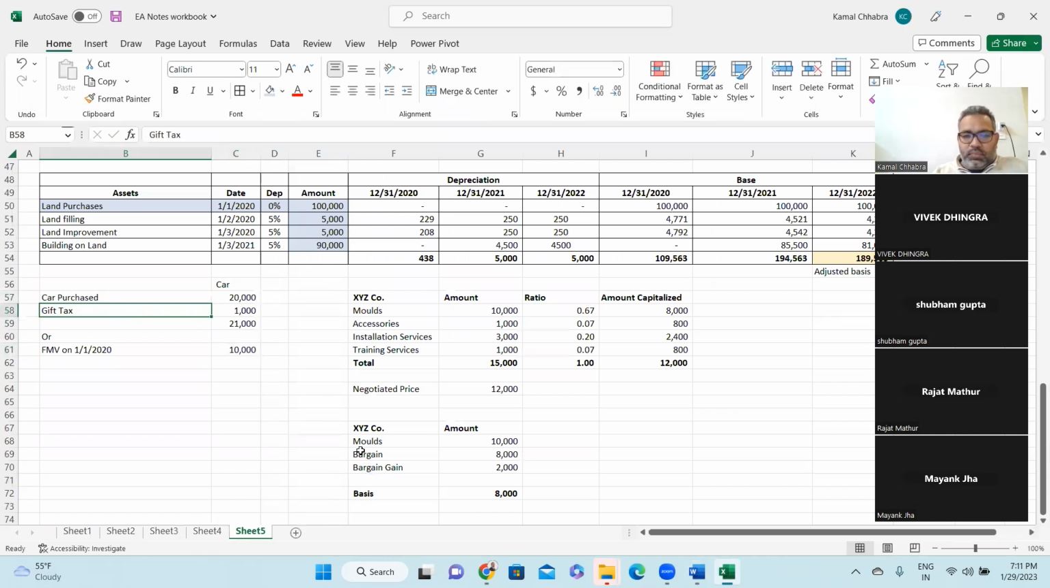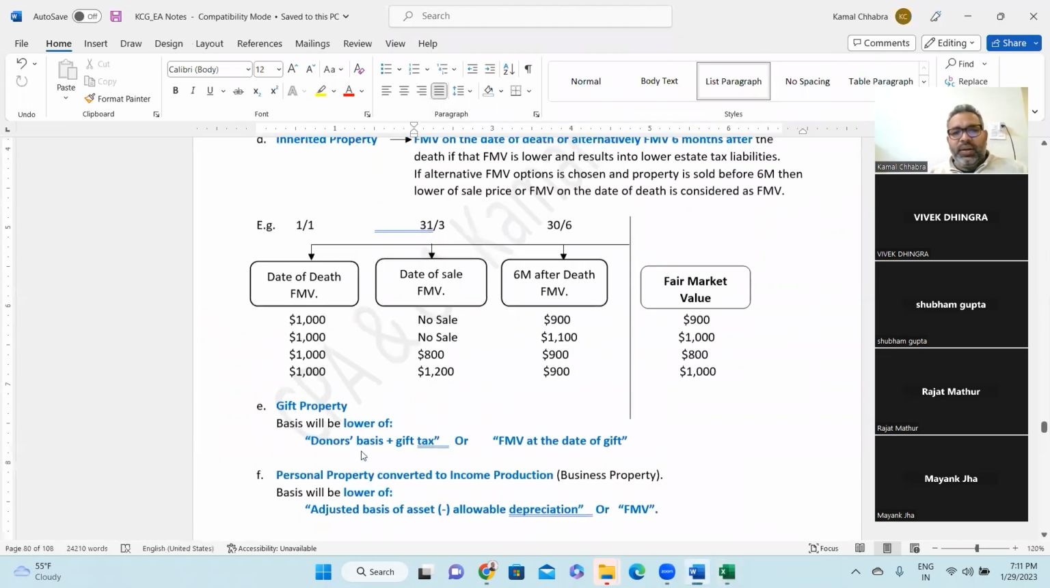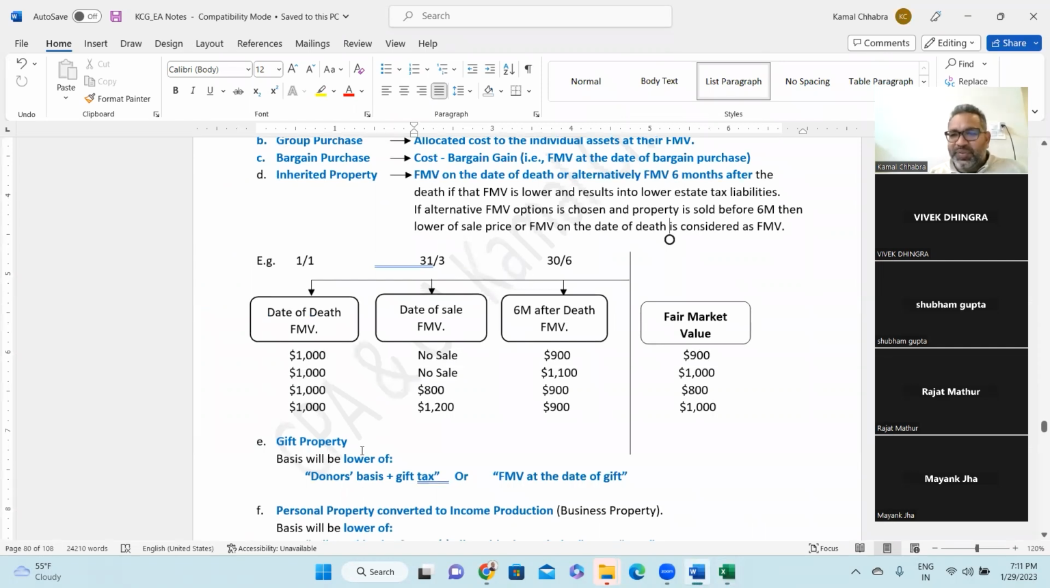Sir, earlier we had an option where the fair market value was different after 6 months. But can that apply to gift property as well? No, that was in case of death only. Only in death cases can we consider 6 months later. Inherited property is in case of death. I thought that if the fair market value of gift property changed after 6 months and the price decreased, that's why I was asking. That is applicable only for inherited property, and inherited property comes in case of death only. Yes.